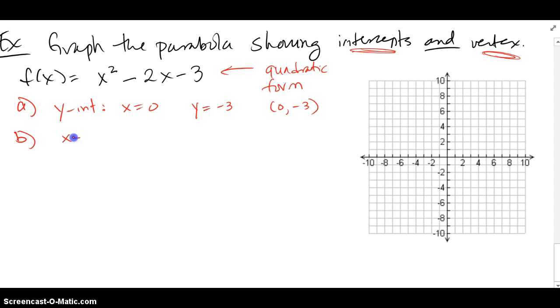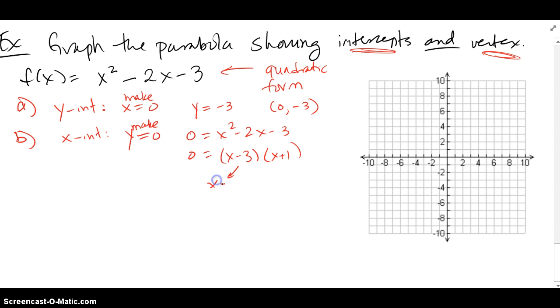Part B, I'm going to find the x-intercepts, which means make the y value 0. So here I make x 0, here I make y 0. Well, y is my f of x. If I make that 0, it looks like this should be factorable, and I get (x minus 3)(x plus 1). So it pops out two solutions, negative 1 and 3. So there are my x-intercepts, two separate x-intercepts.